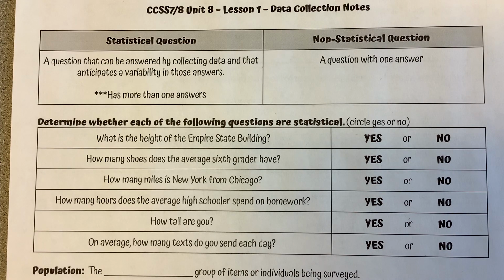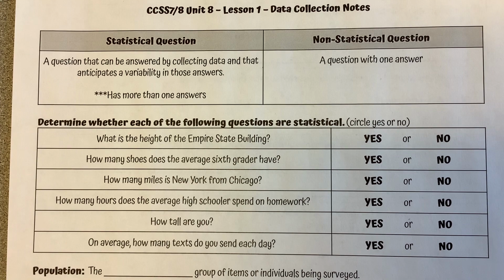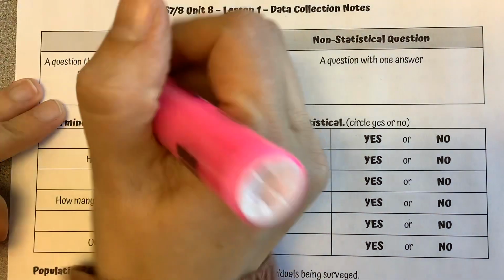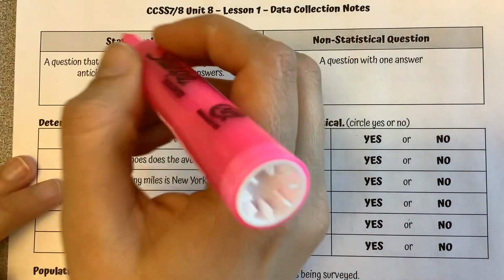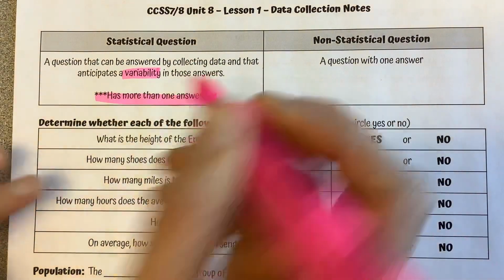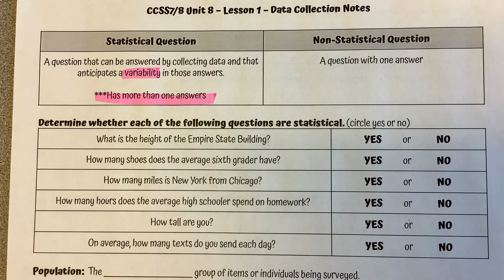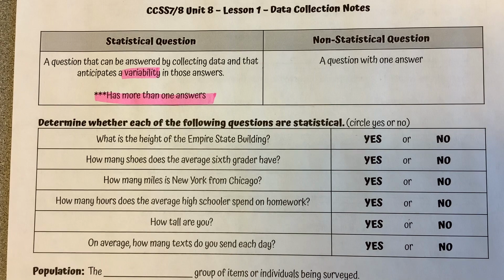To start off our statistics unit, we're going to look at data collection. First off, we need to know what makes a statistical question versus a non-statistical question. Most importantly, a statistical question is a question that can be answered by collecting data and anticipates variability in those answers. Essentially, you should have more than one answer. If you're trying to analyze data, it's not going to do anything if everything's the same. A non-statistical question is going to just have one answer.